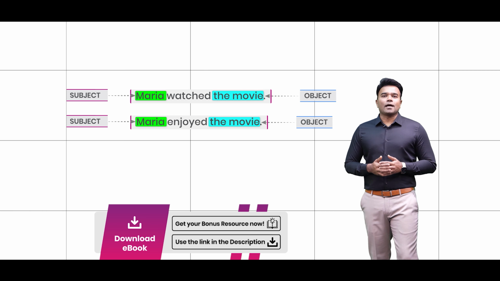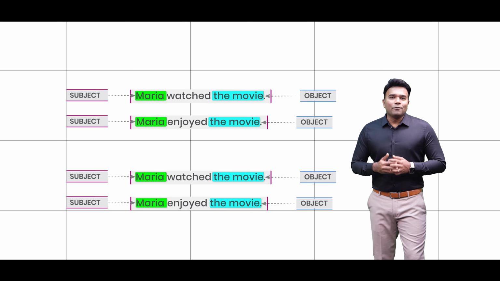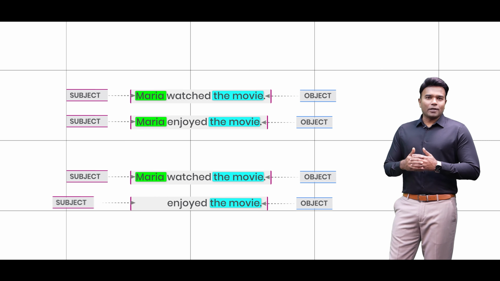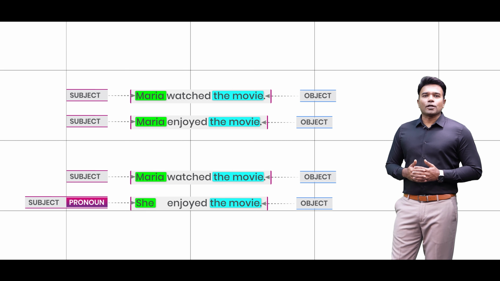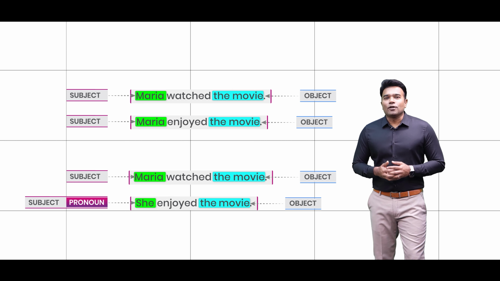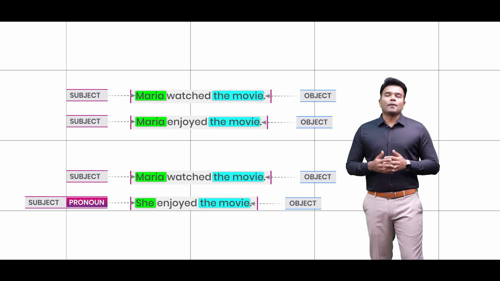In other words, in case I have to make these sentences look a little more impressive, all that I have to do is to replace the subject Maria with the equivalent subject pronoun she. And now if you notice the sentences, Maria watched the movie, she enjoyed the movie, definitely is a better way of framing sentences.